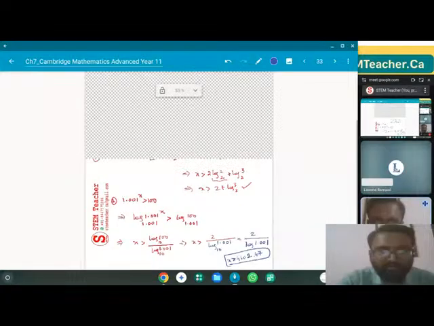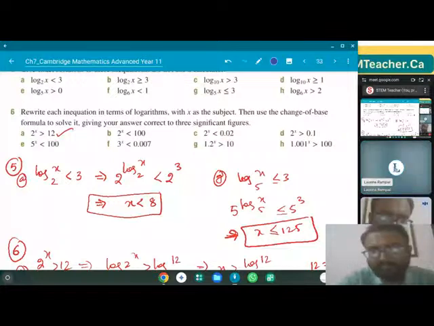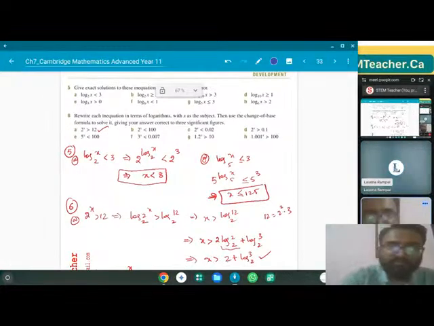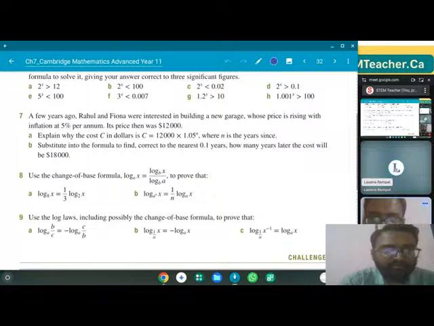I think he must say to use the calculator. No, he didn't say. Rewrite the equations by changing the base. Okay, we can change the base and all. That's it. So I'm going to the next question. It is a little bit of modeling.